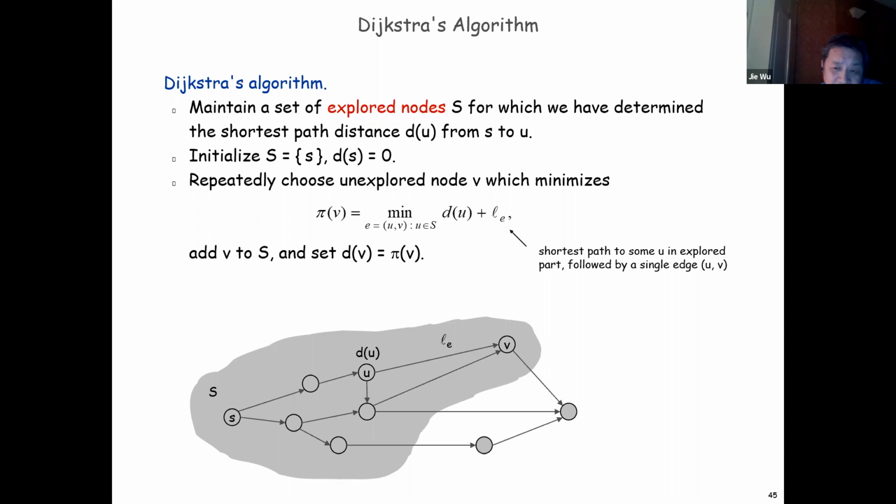You continue this process: look at all the edges connecting black and gray, pick the one with minimum value, and keep continuing. So each step you add one link, which means you add one node. After a certain number of iterations, you construct a spanning tree. That's the famous algorithm, also called Prim's algorithm.